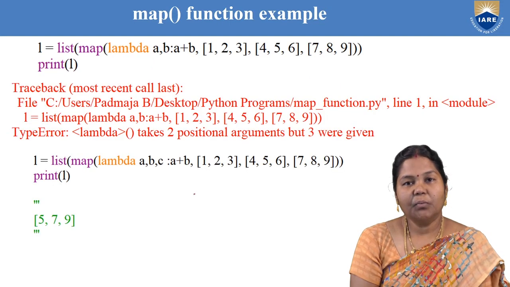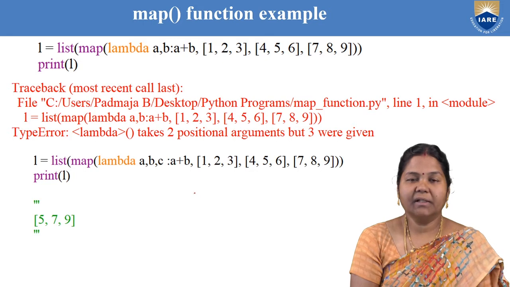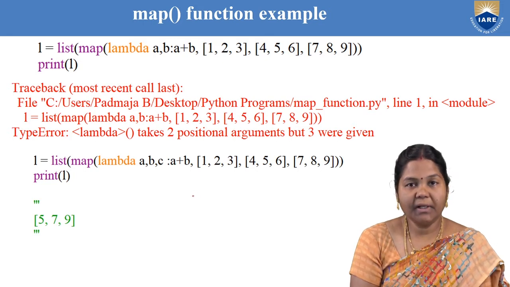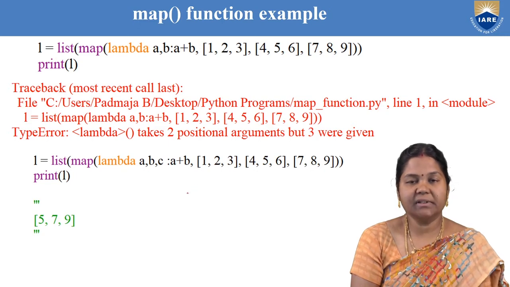Now let us see one more example where we will pass multiple iterables, but what will happen if you do not write the same number of arguments in the function.